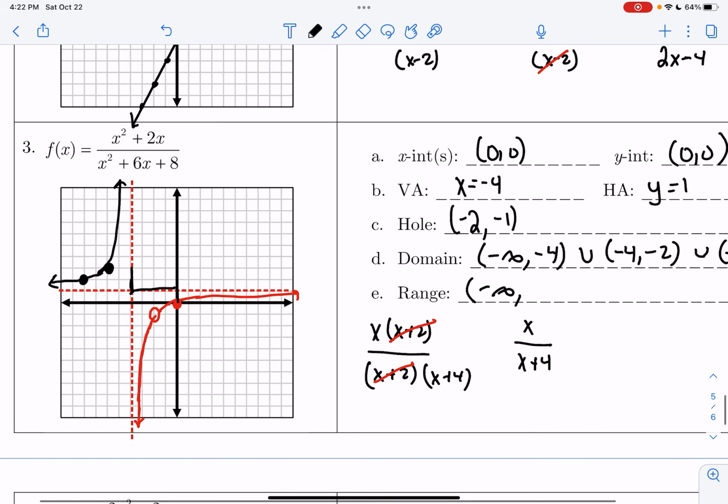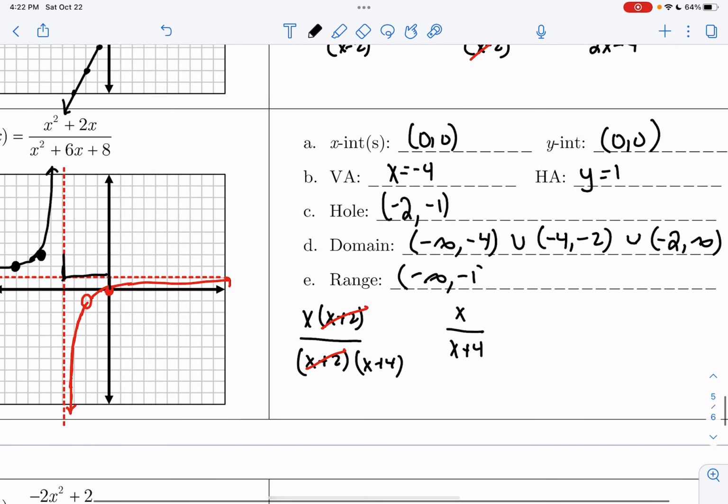Likewise with my range, I have -infinity to -1 because of my hole right here at -1. And then my horizontal asymptote, I can't touch 1. And then 1 to infinity.